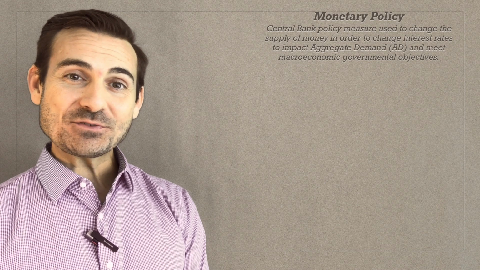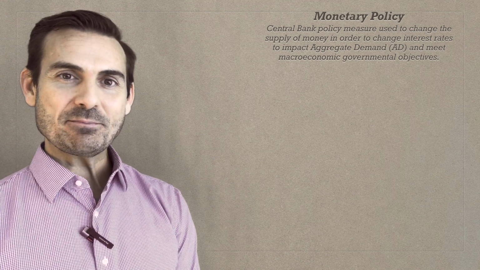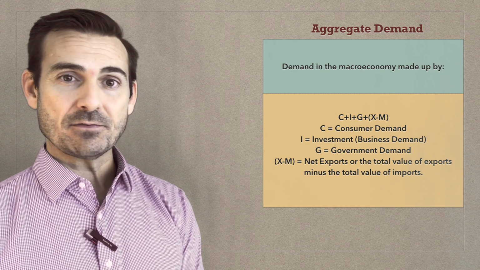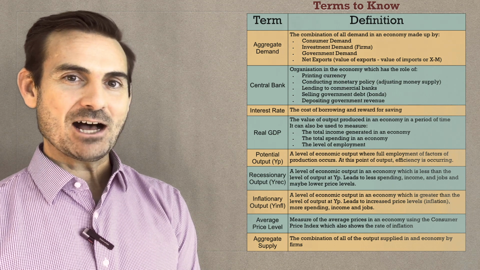Hi, in this video I'll explain monetary policy. Along with fiscal policy, monetary policy is a demand-side policy, meaning that the main aim and objective of the policy is to impact aggregate demand. Monetary policy is carried out by the central bank.